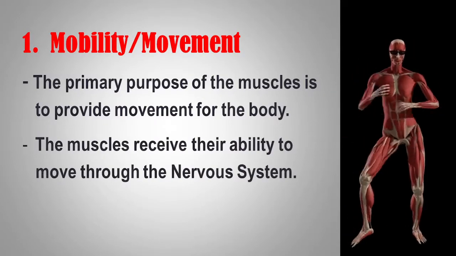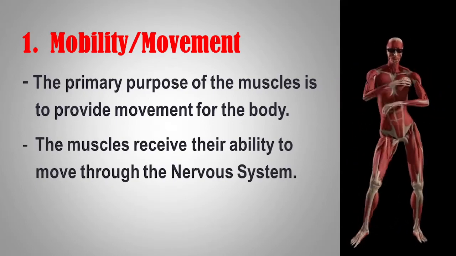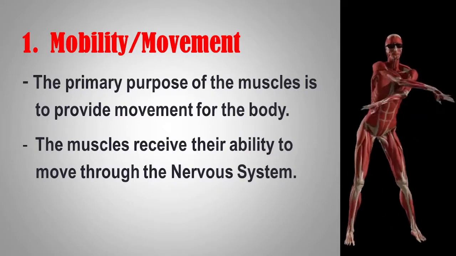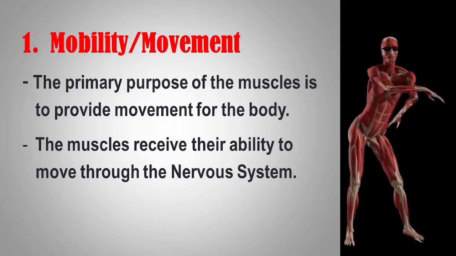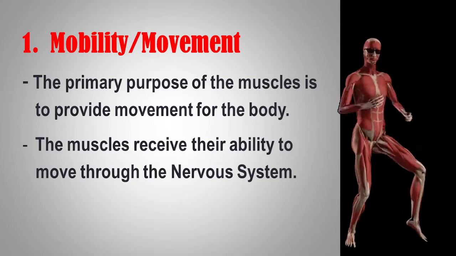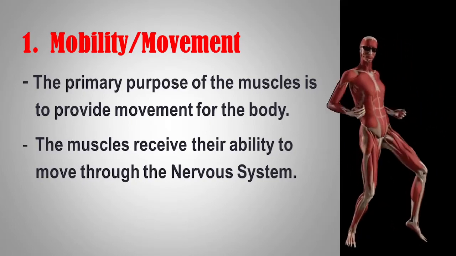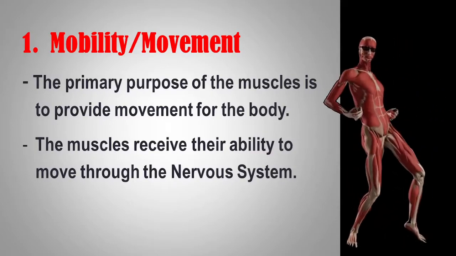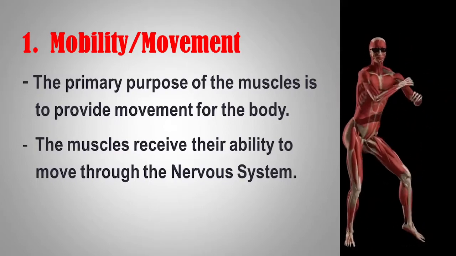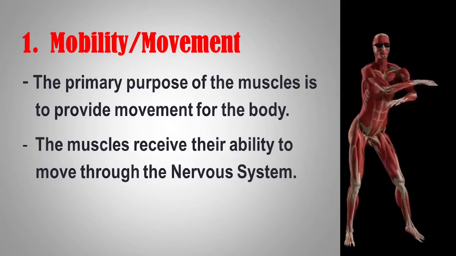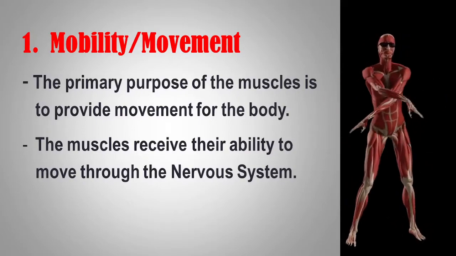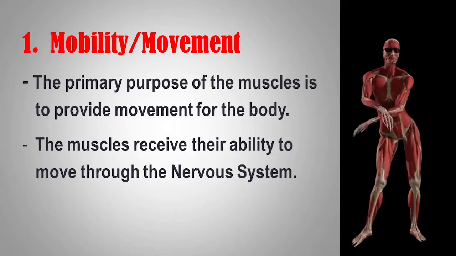Okay, the muscles receive the ability to move through the nervous system. Basically, the one giving the signal or the message or the command for the muscle to move is our nervous system or our brain. So it is directly controlled by our brain. And every time our muscle contracts or relaxes, there is movement because they are attached to the bones of our body.